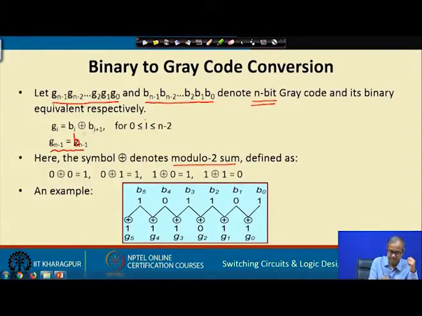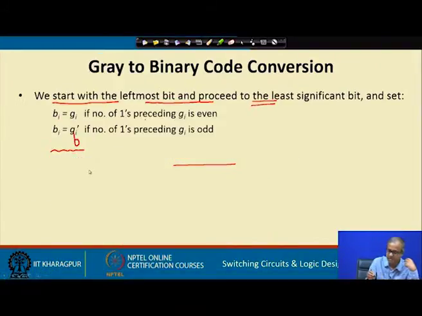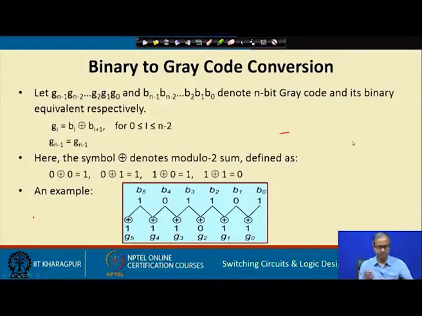This is the rule, and this modulo 2 sum is defined as follows: 0 modulo sum 0 is 0, and 0 modulo sum 1 is 1, 1 modulo sum 0 is 1, 1 modulo sum 1 is 0. Now, when you convert, there is an example, let us say 101 is a binary number.